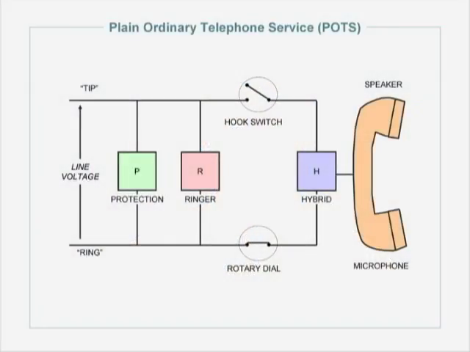This diagram is a block diagram of what's inside the telephone. At the right, we have a handset with a speaker and microphone, and at the left, we have two copper wires going off to the phone company, and in between are a number of different components.